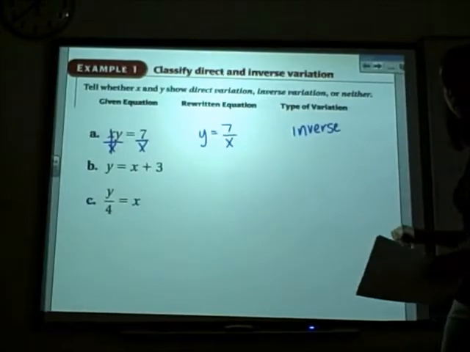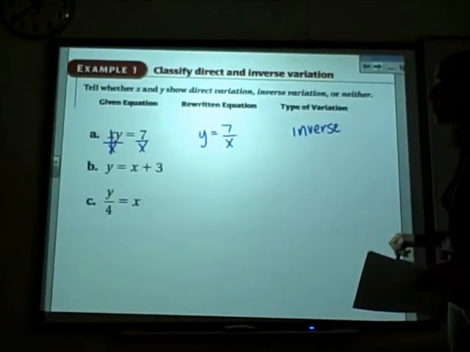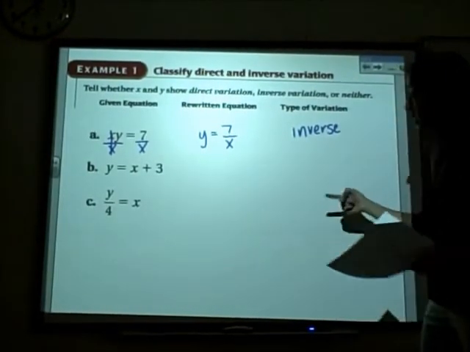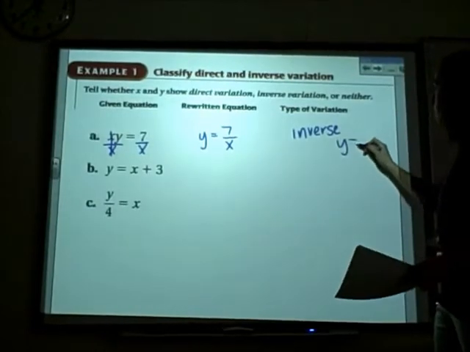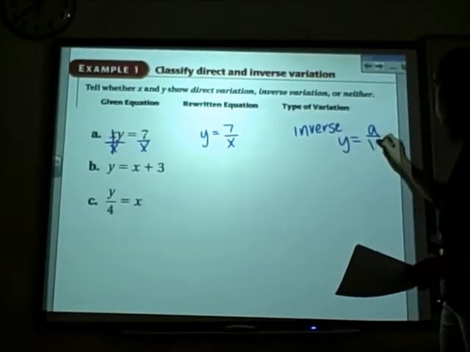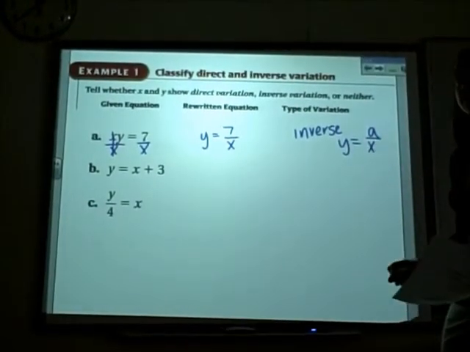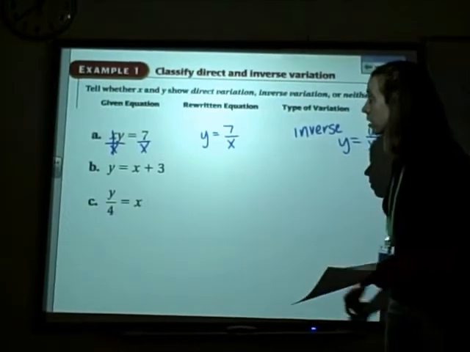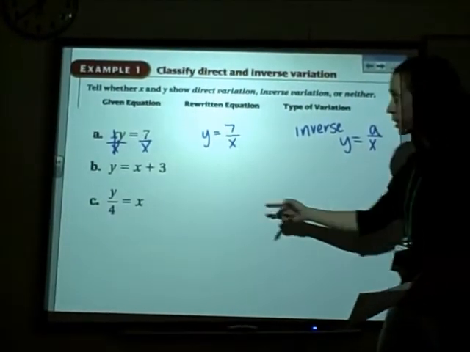because it follows our definition. Our definition says if it looks like that, it's inverse variation. This is the definition. It's got to be y equals some number, the constant of variation, in this case 7, divided by x. Let's check this one.